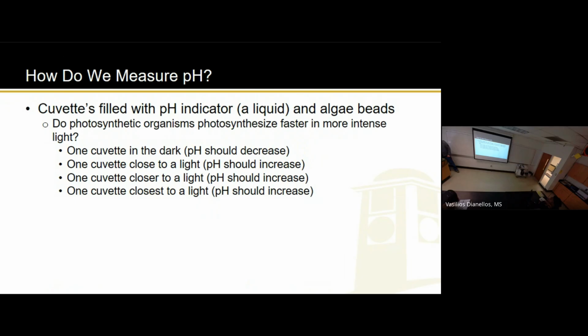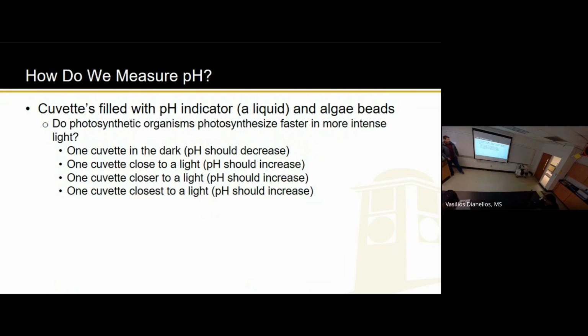Do photosynthetic organisms photosynthesize faster in more intense light? Another way of asking that is, does light intensity affect the rate of photosynthesis? So you're going to have 4 cuvettes. We're going to have these lamps here, and you're going to set them up on this table. One of them is going to be very close to the light, one is going to be farther away, one is going to be even farther from the light, and one is going to be kept in complete dark.